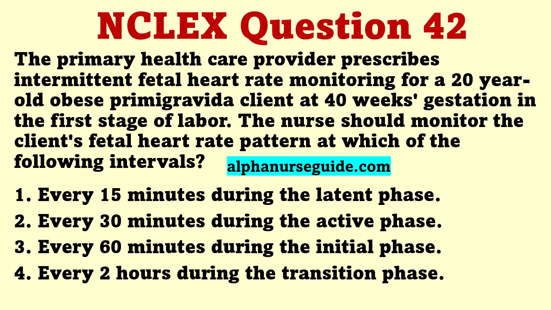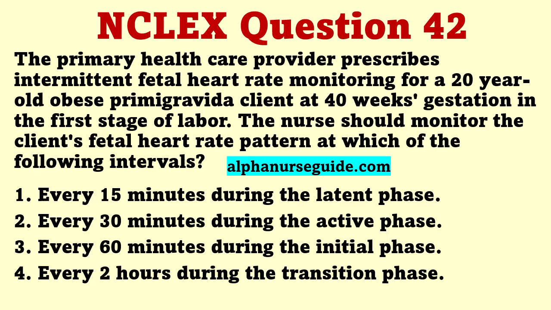The primary healthcare provider prescribes intermittent fetal heart rate monitoring for a 20-year-old obese prima gravida client at 40 weeks gestation in the first stage of labor. The nurse should monitor the client's fetal heart rate pattern at which of the following intervals? 1. Every 15 minutes during the latent phase. 2. Every 30 minutes during the active phase. 3. Every 60 minutes during the initial phase. 4. Every 2 hours during the transition phase.